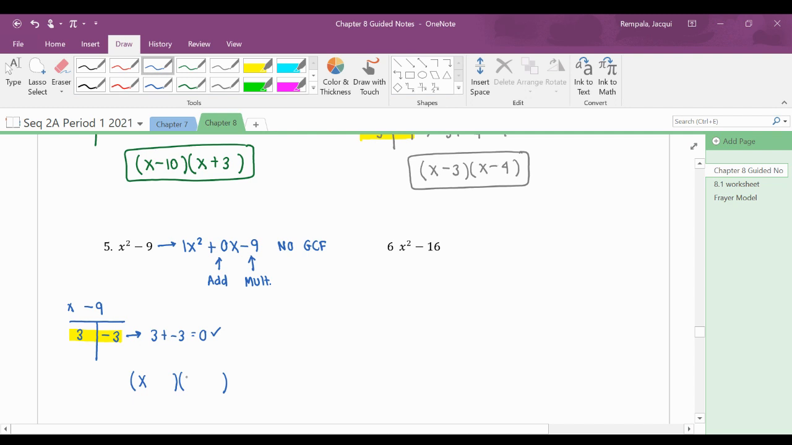So I'll start off each of my parentheses once again with an x. We'll have one parenthesis following it with a positive 3 and the other one with a negative 3. And that would be my answer.